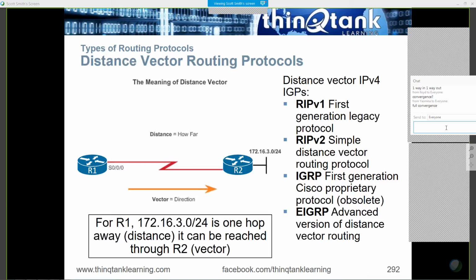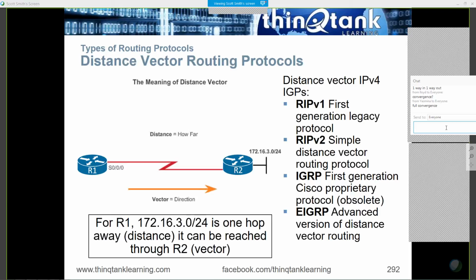IGRP was a great protocol for its time because of the metric. The metric is very complex in IGRP. Bandwidth is a major component of that metric. So IGRP already had a leg up on RIP because the metric was much better, but IGRP is classful. It didn't understand subnetting, so it has become obsolete.